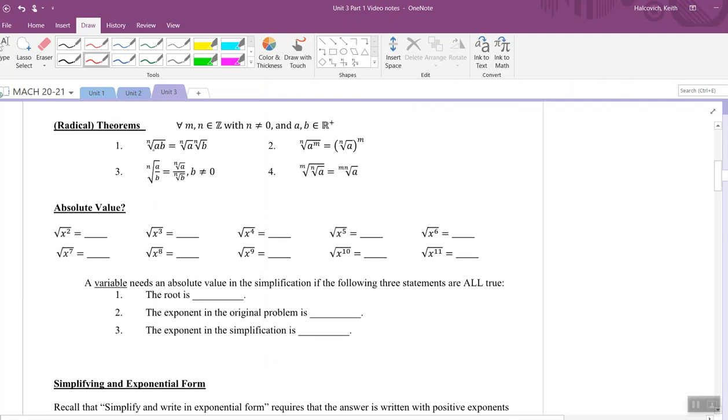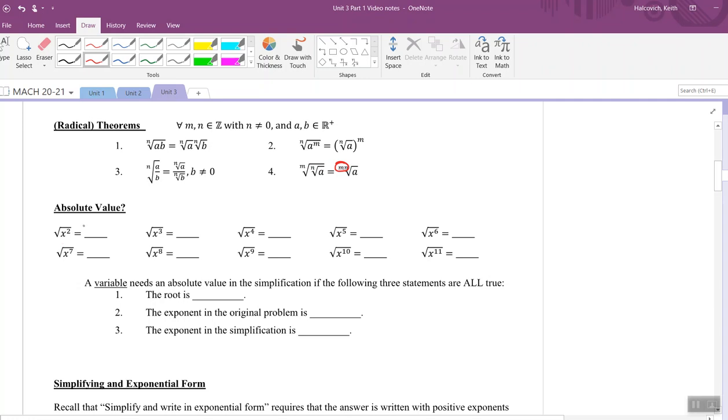Radical theorems, remember, if there's a product inside a radical, then you can take the radical of each term separately. When you're raising a radical to a power, you can write it as the radical of that number to the power. And when you divide radicals, you can split it up into a quotient. And when you take a radical of a radical, then the index is the product of those indices. Now, when do you take absolute value?